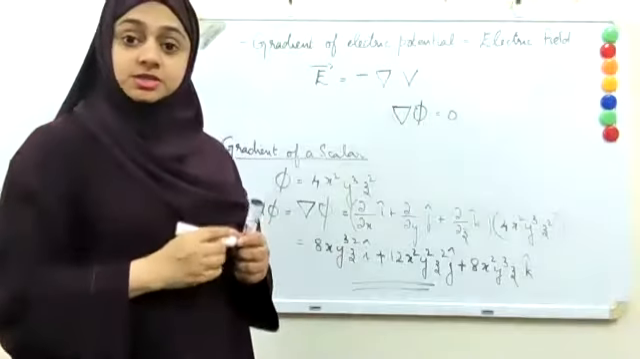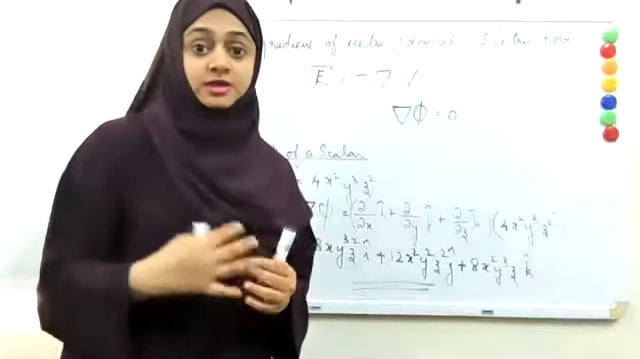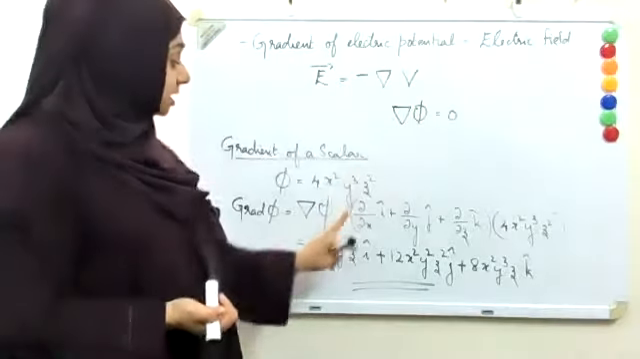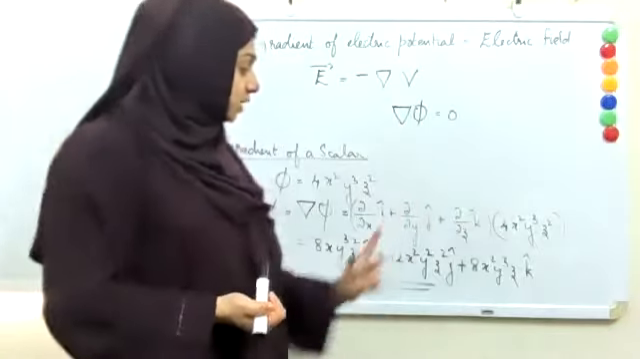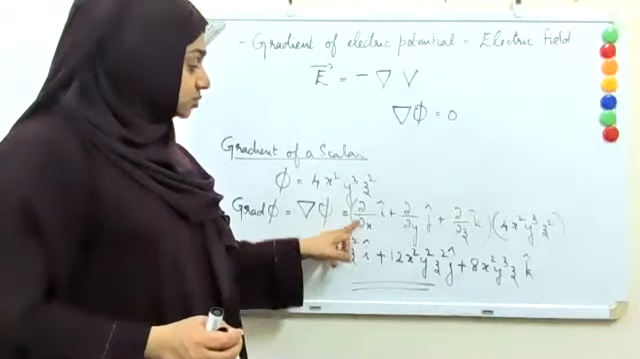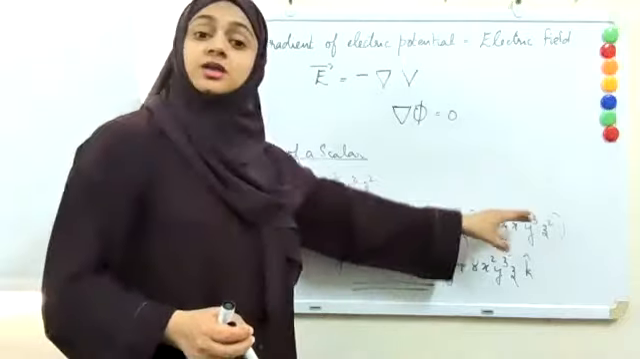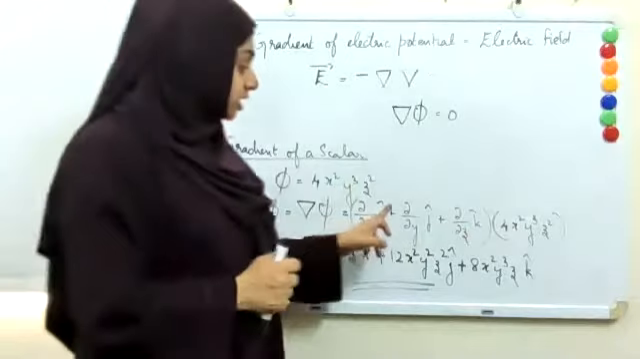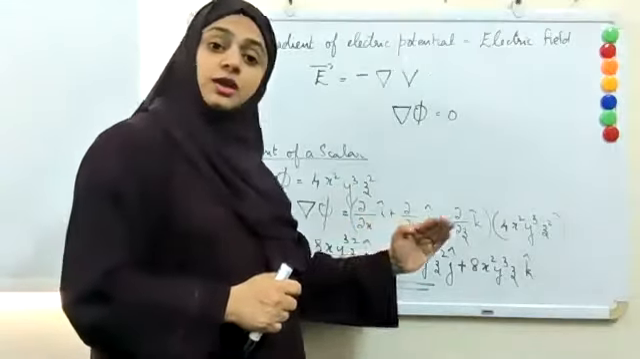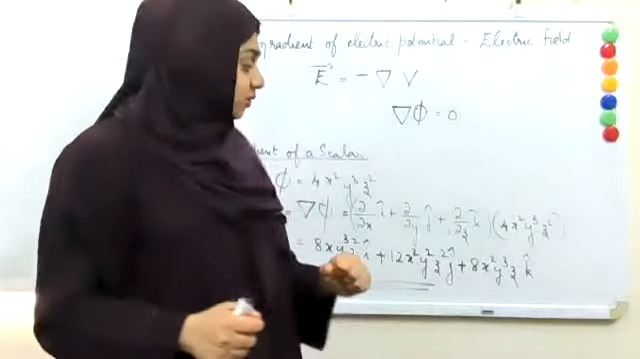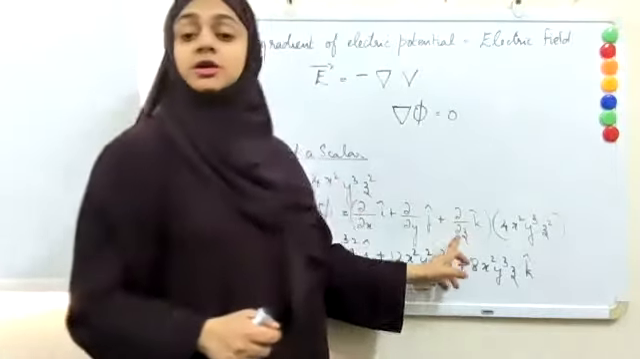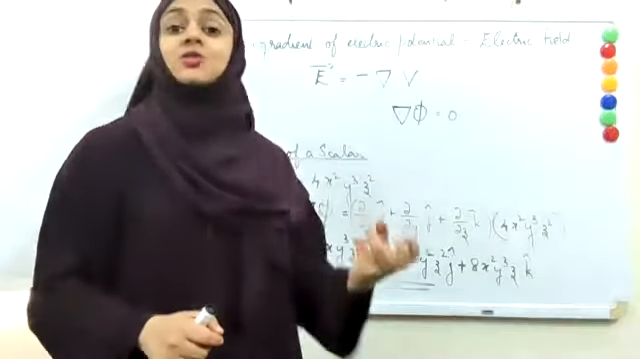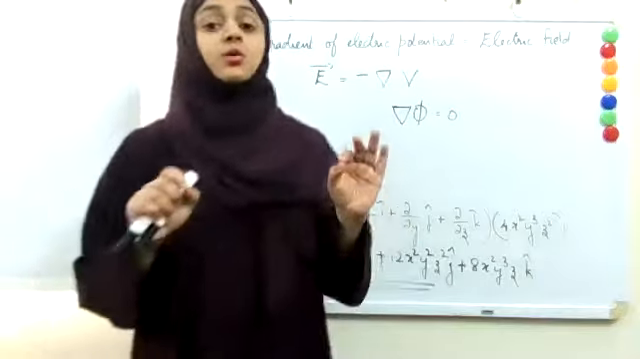I told you gradient means the way it is changing at the highest point. Del phi equal to 0 means each of these is equal to 0. Dou by dou x means rate of change of quantity with respect to the x-axis. There is no change, 0. Rate of change of that quantity along the y-axis, that is 0. Rate of change of that quantity along the z-axis is 0, which means that quantity does not change with space.